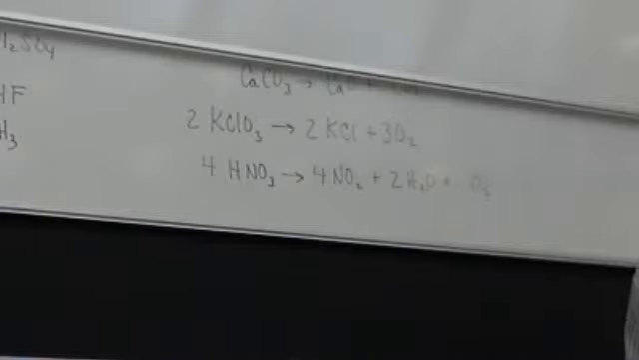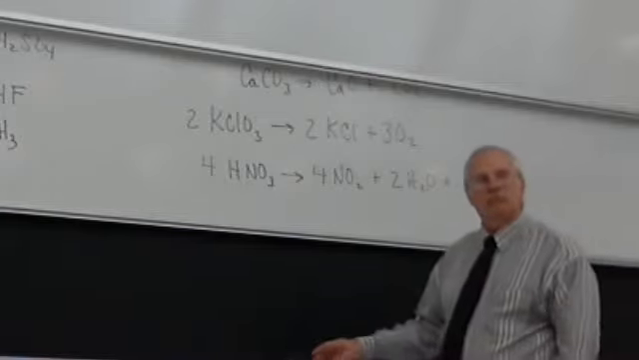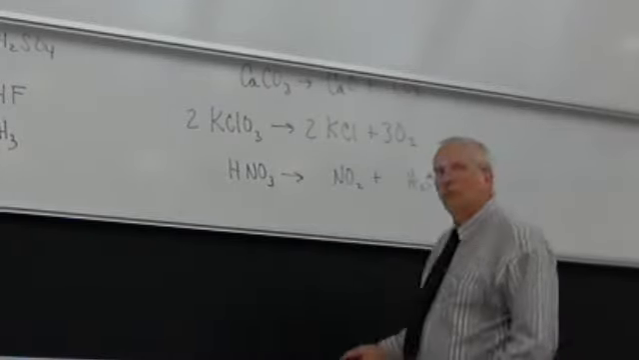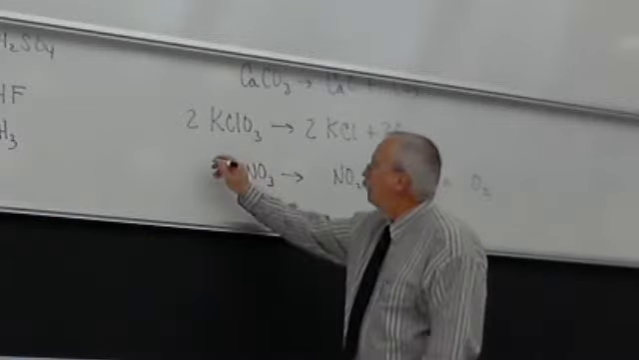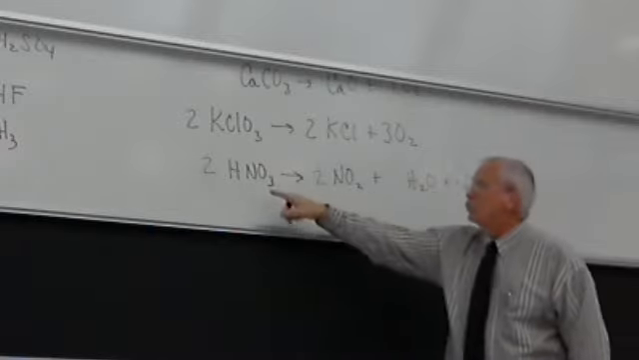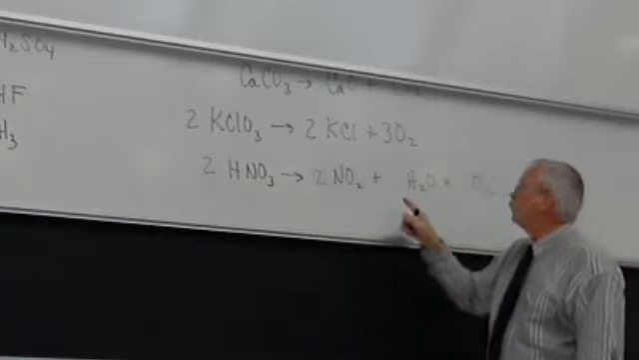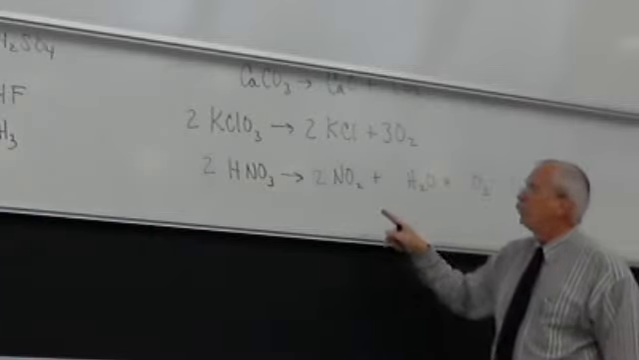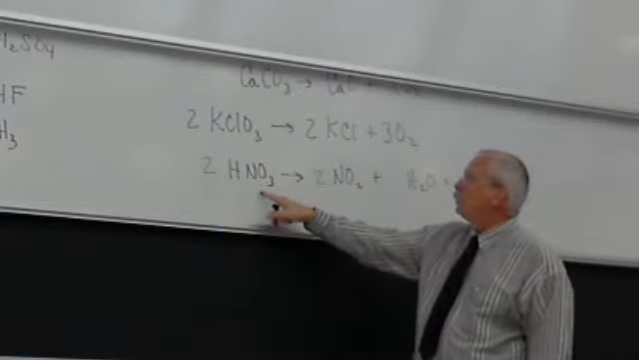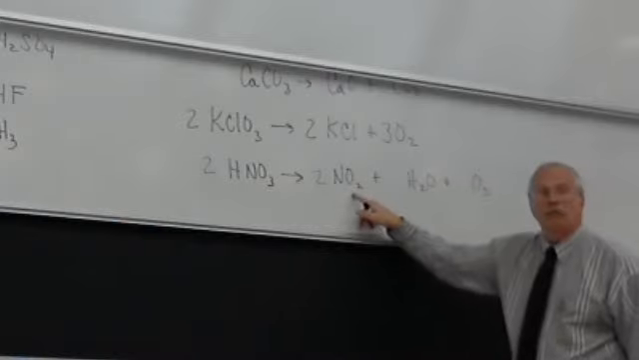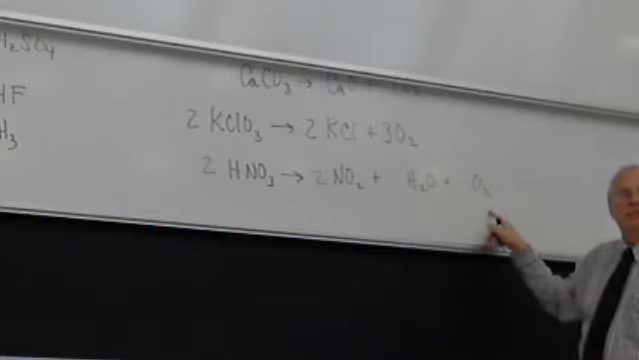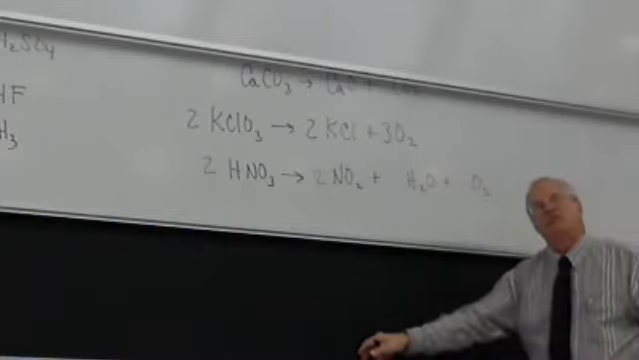Can you go over that one? I just didn't see how you would do it, element by element. What do you have? I just did 2, and then 2, and that's it. All right, let's check it out. How many hydrogens do you have here? 2. How many do you have here? 2. Okay. How many nitrogens do you have here? 2. How many do you have here? 2. Okay. How many oxygens do you have here? 6. Oh, okay. 4, 5, 7, okay. That one is not balanced.